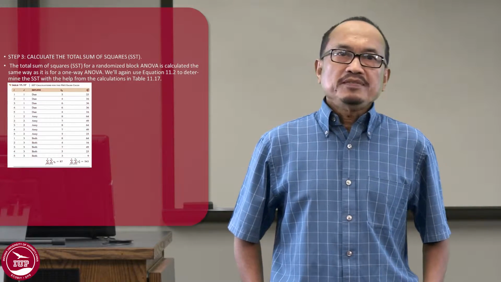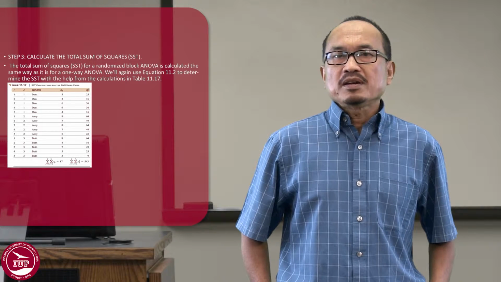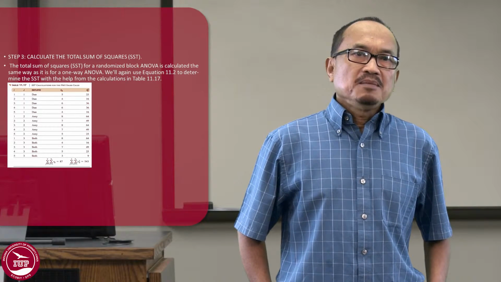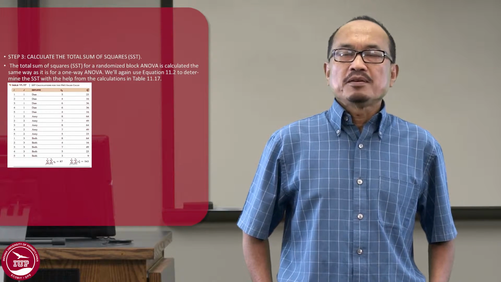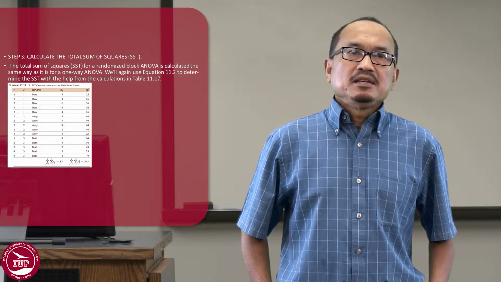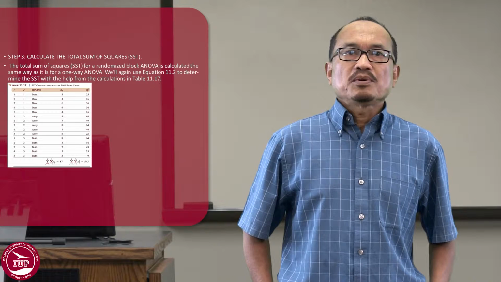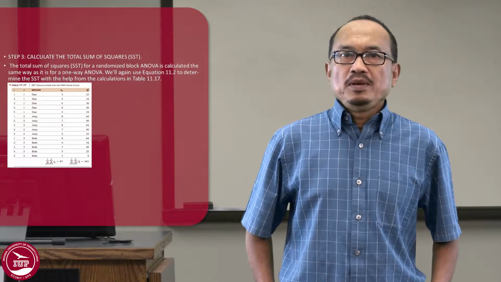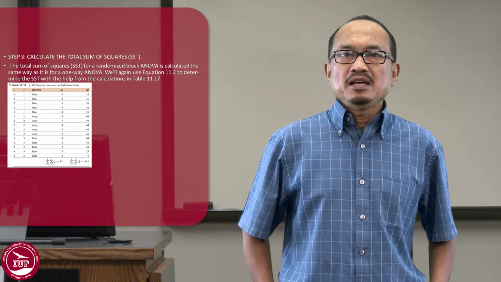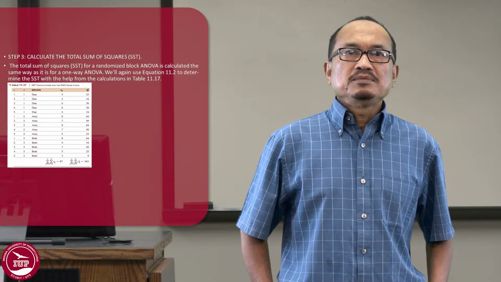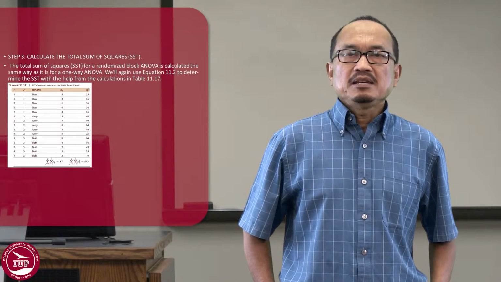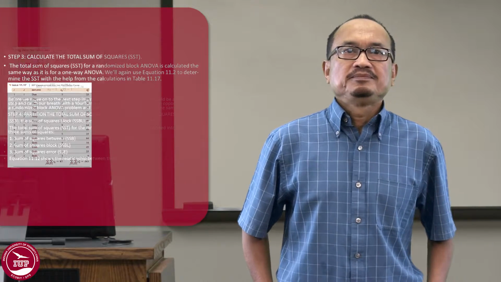Step 3. Calculate the total sum of squares, or SST. The sum of squares, or SST, for a randomized block ANOVA is calculated the same way as it is for one-way ANOVA. We'll again use equation 11.2 to determine the SST with the help from the calculations in table 11.17.